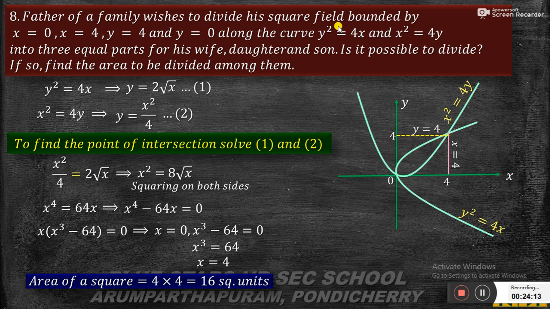In the next step, you see y square equal to 4x means the parabola on the x-axis. So I draw the parabola on the x-axis. x square equal to 4y means the parabola on the y-axis. So this is the intersection, and this is the portion of the region. Now we calculate the area of the square, which is 16 square units.